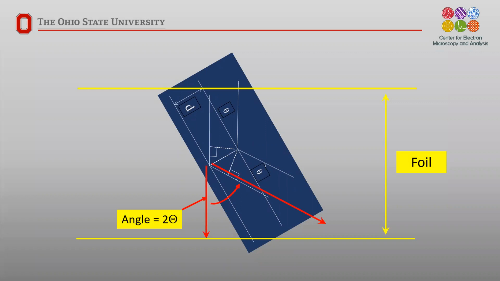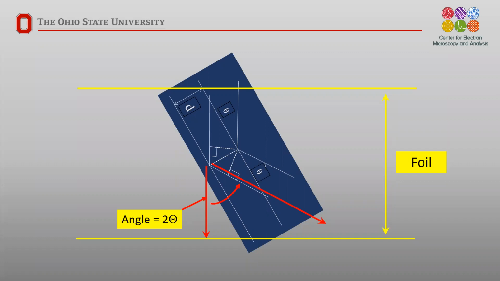And now we have this kind of a geometry where we have a direct beam coming through and our Bragg diffracted electrons are coming out at an angle. And the angle between the incident beam and the scattered beam is always going to be 2θ, so twice the Bragg angle. Bragg angle being defined as the angle between the plane and the incident radiation.